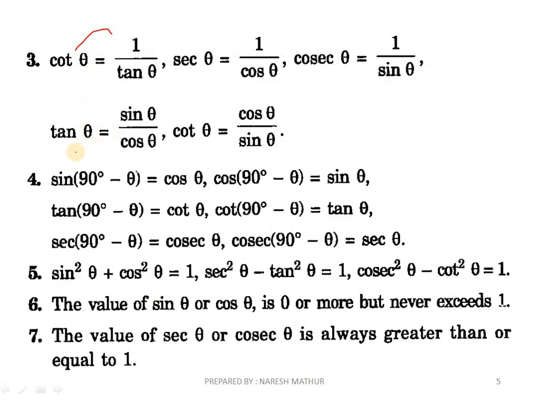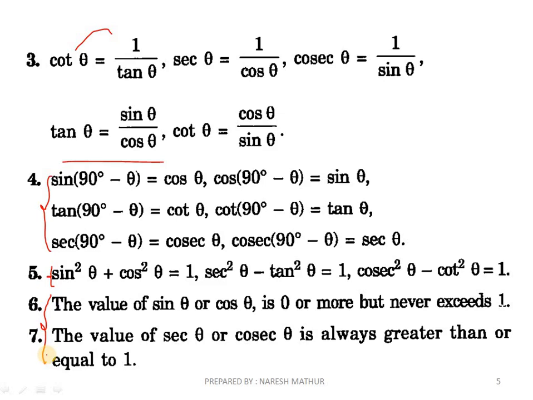Then tan theta is always equal to sine theta upon cos theta, and cot is cos by sine, obviously. These concepts are particularly based on trigonometric ratios of complementary angles. These are the identities, and this concept is based on trigonometric ratios of some specific angles.